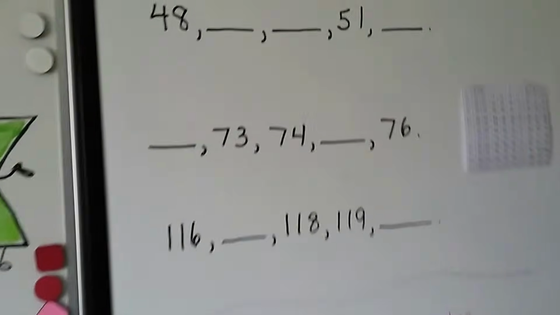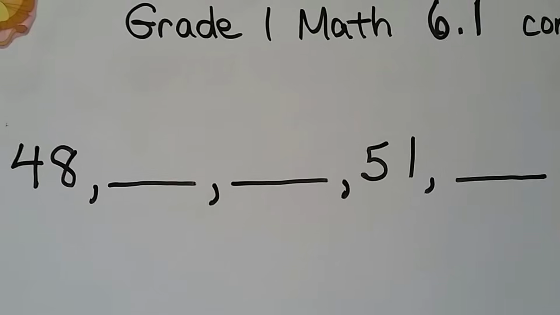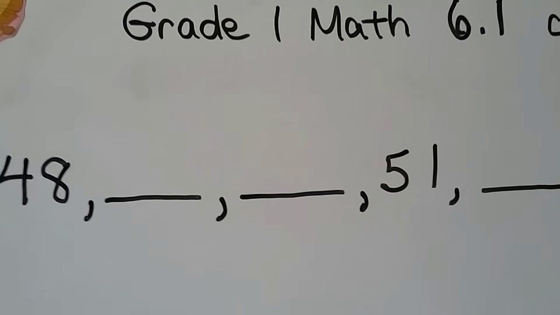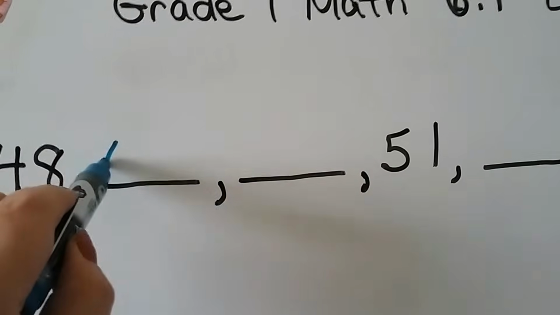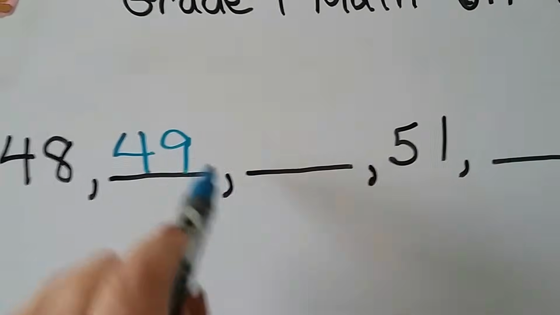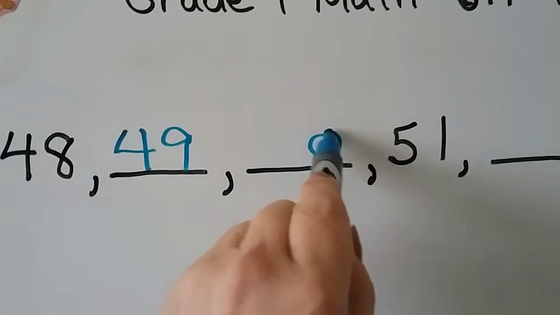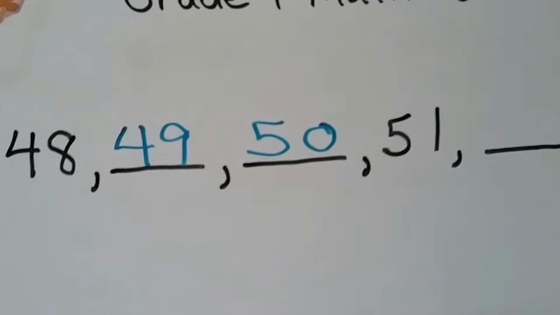Now here we've got some of the numbers and some of the numbers missing. Do you know what number comes after 48? It's going to be 1 more in the ones place. It's going to be 49. And now that there's a 9 in the ones place, we're going to put a 0, and the tens are going to go up by 1. We have 50.